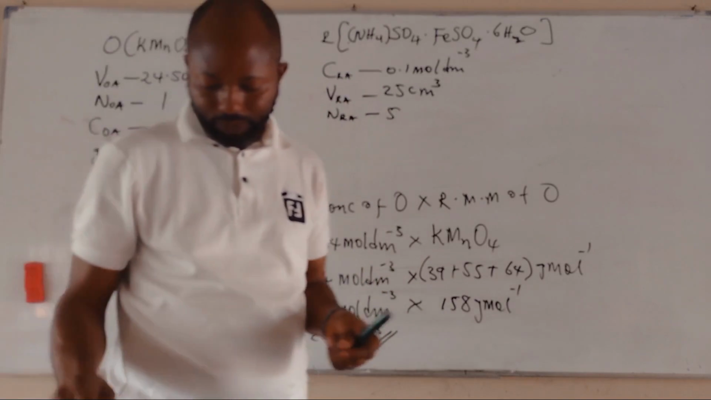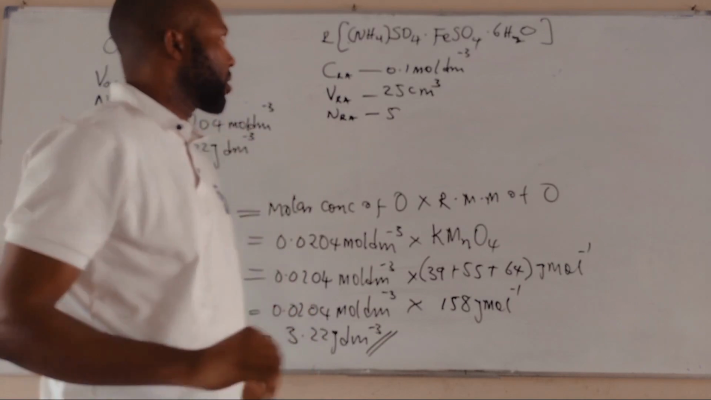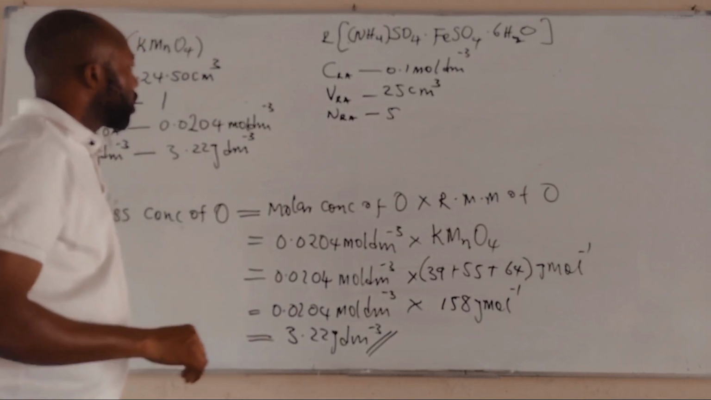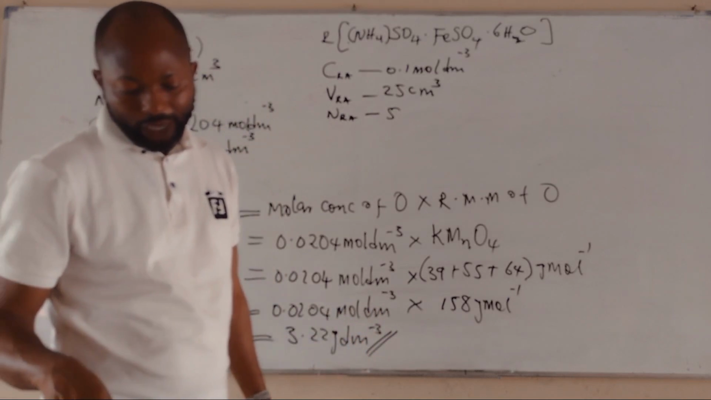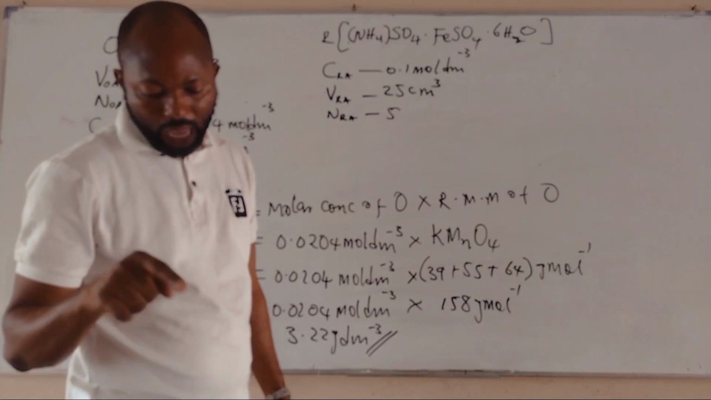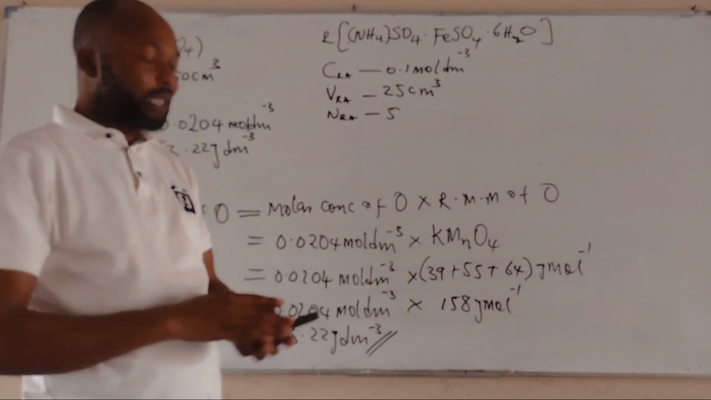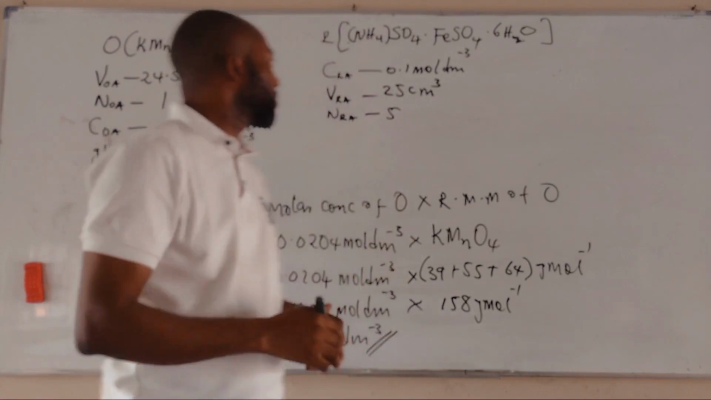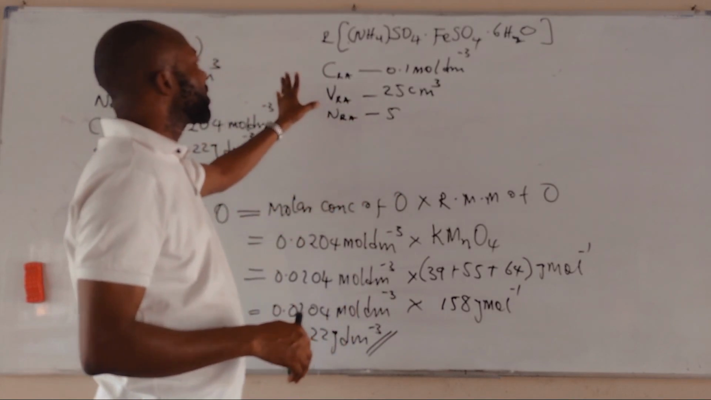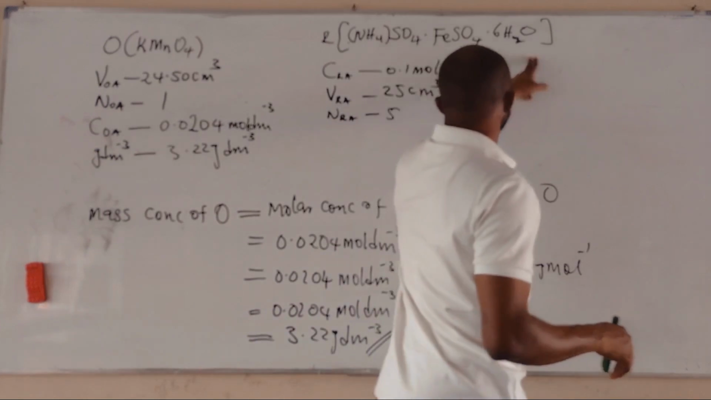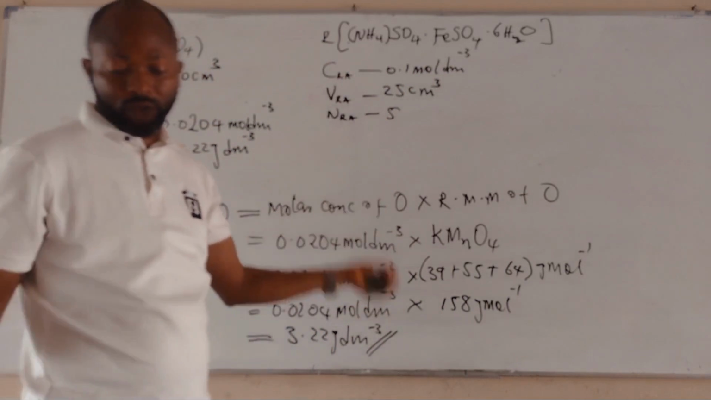Next question, it says the mass concentration of R. Now, what is mass concentration? The molar concentration times relative molecular mass. So you're going to calculate the relative molecular mass of this times the molar concentration of this, and you get your answer. Probably I've told you everything.